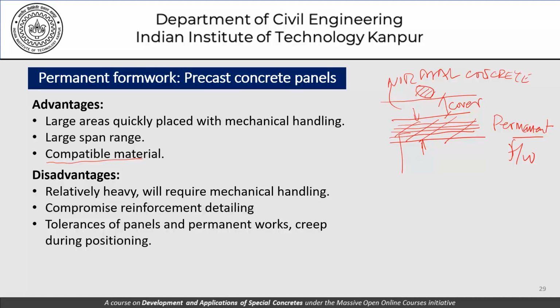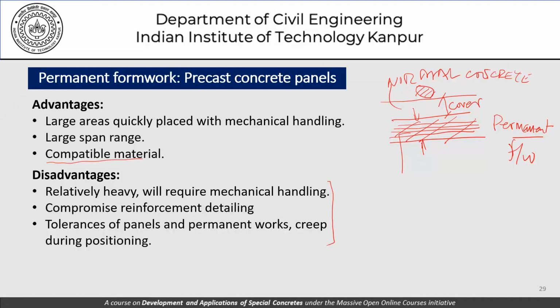There are some disadvantages as well. They are relatively heavy, which requires mechanical handling, compromised reinforcement detailing, and tolerances of panels and permanent works creep during positioning. So these are some of the problems that you will face when you're trying to deal with permanent formworks in the form of precast concrete panels.